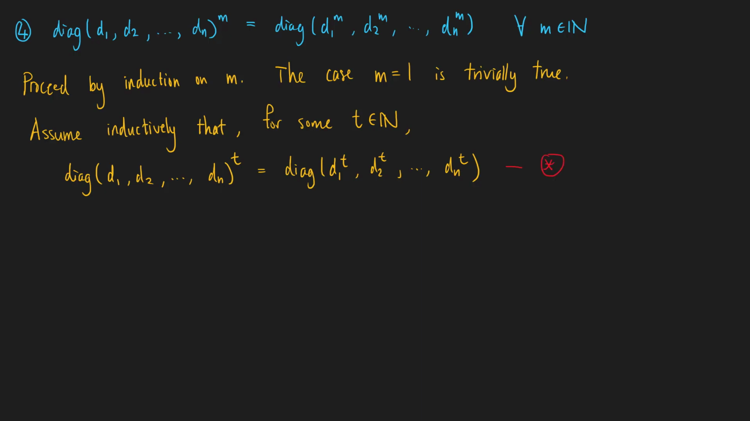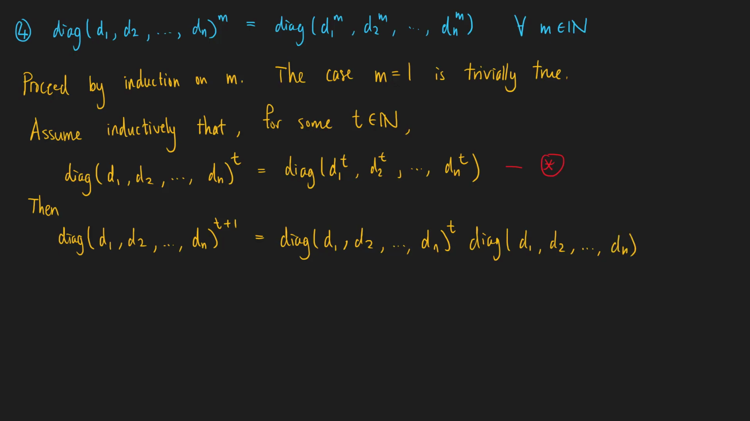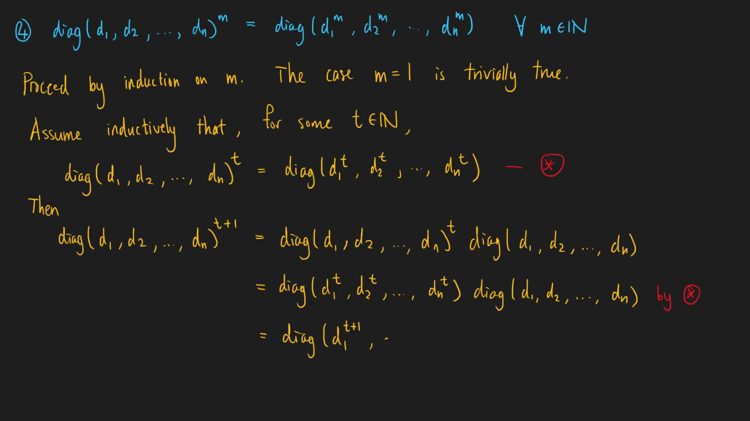Let's call this star. Then, the diagonal matrix d1, d2 up to dn raised to the power t plus 1 equals the diagonal matrix d1, d2 up to dn raised to the t times the diagonal matrix d1, d2 up to dn. By star, the first diagonal matrix becomes the diagonal matrix d1 to the t, d2 to the t, up to dn to the t. Now, using the third property, we may multiply the corresponding main diagonal entries to get the diagonal matrix with entries d1 to the t plus 1, d2 to the t plus 1, up to dn to the t plus 1.